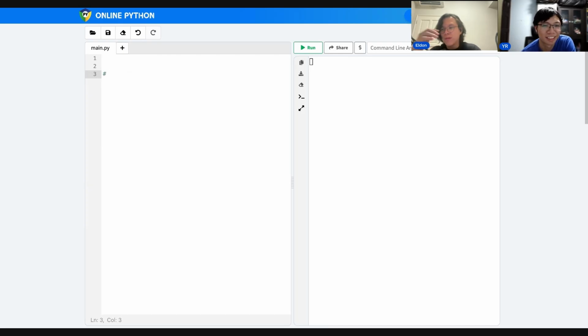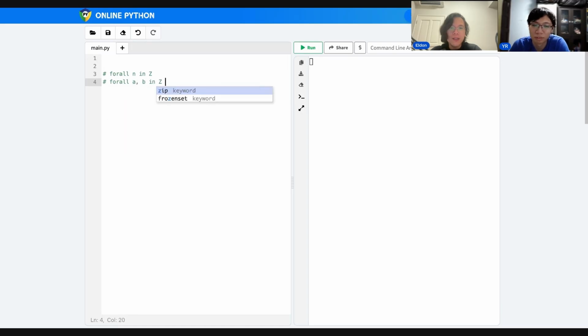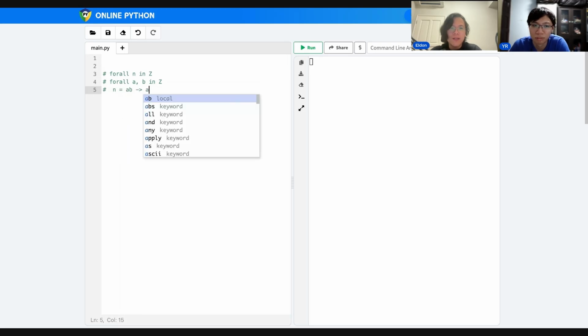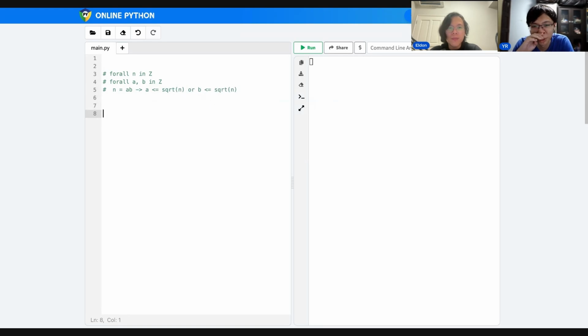If you guys remember, one of the previous statements that we proved was something like: for all n in Z, for all a, b in Z, something along those lines, right? Then we said that if n equals a times b, then a is at most square root n or b is at most square root n, right?